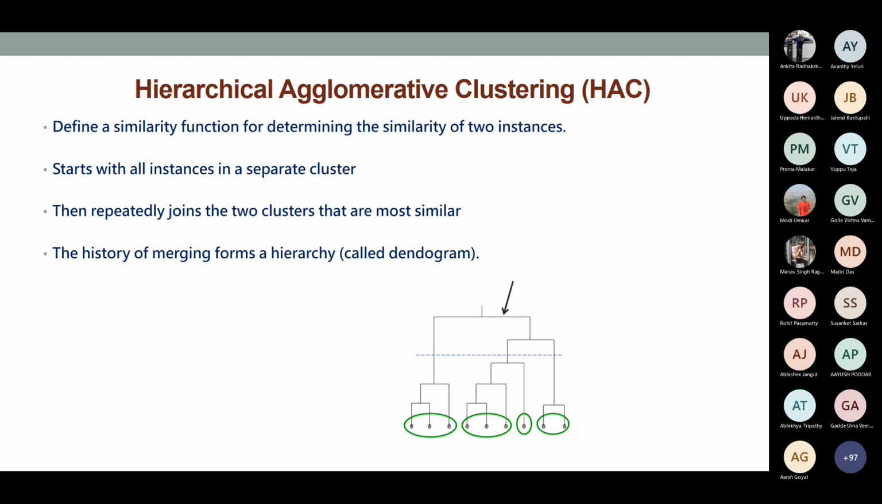Because you are proceeding hierarchically in this approach, you can remember the merging steps: the first two, then these two with the third one, then these three with another three, and so forth. The history of this merging, step after step, is called, in standard terminology, a dendrogram. The dendrogram shows how you actually created the merging steps.